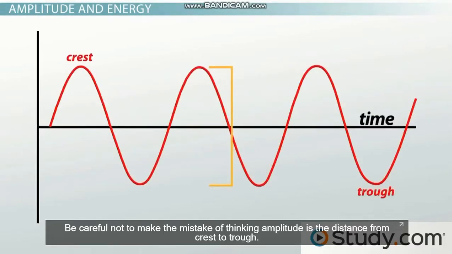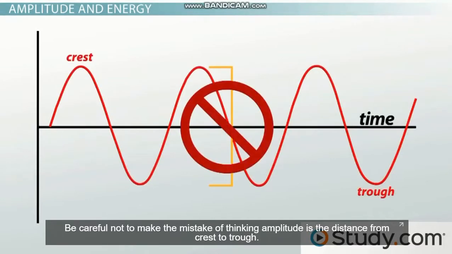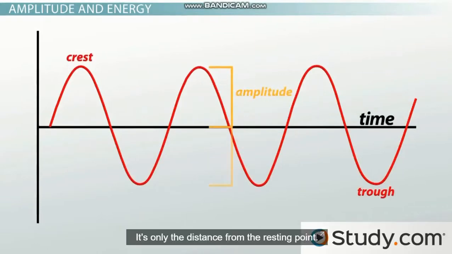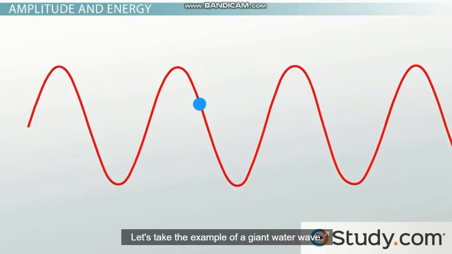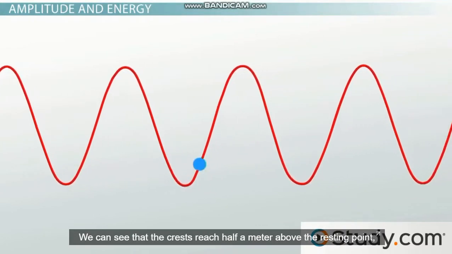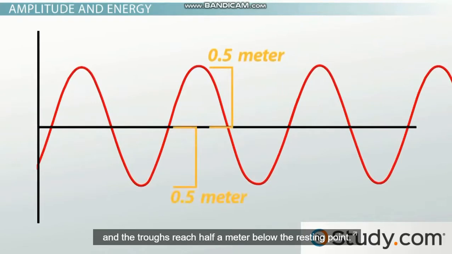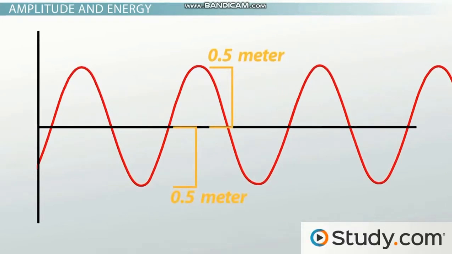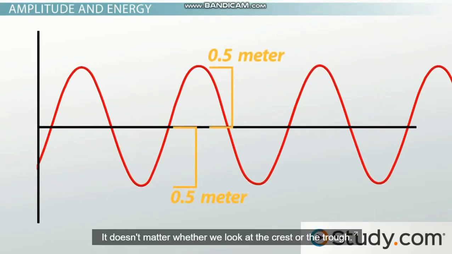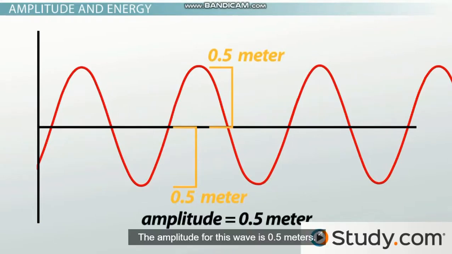Be careful not to make the mistake of thinking amplitude is the distance from crest to trough. It's only the distance from the resting point. Let's take the example of a giant water wave. We can see that the crests reach 1/2 meter above the resting point, and the troughs reach 1/2 meter below the resting point. It doesn't matter whether we look at the crest or the trough. The amplitude for this wave is 0.5 meters.